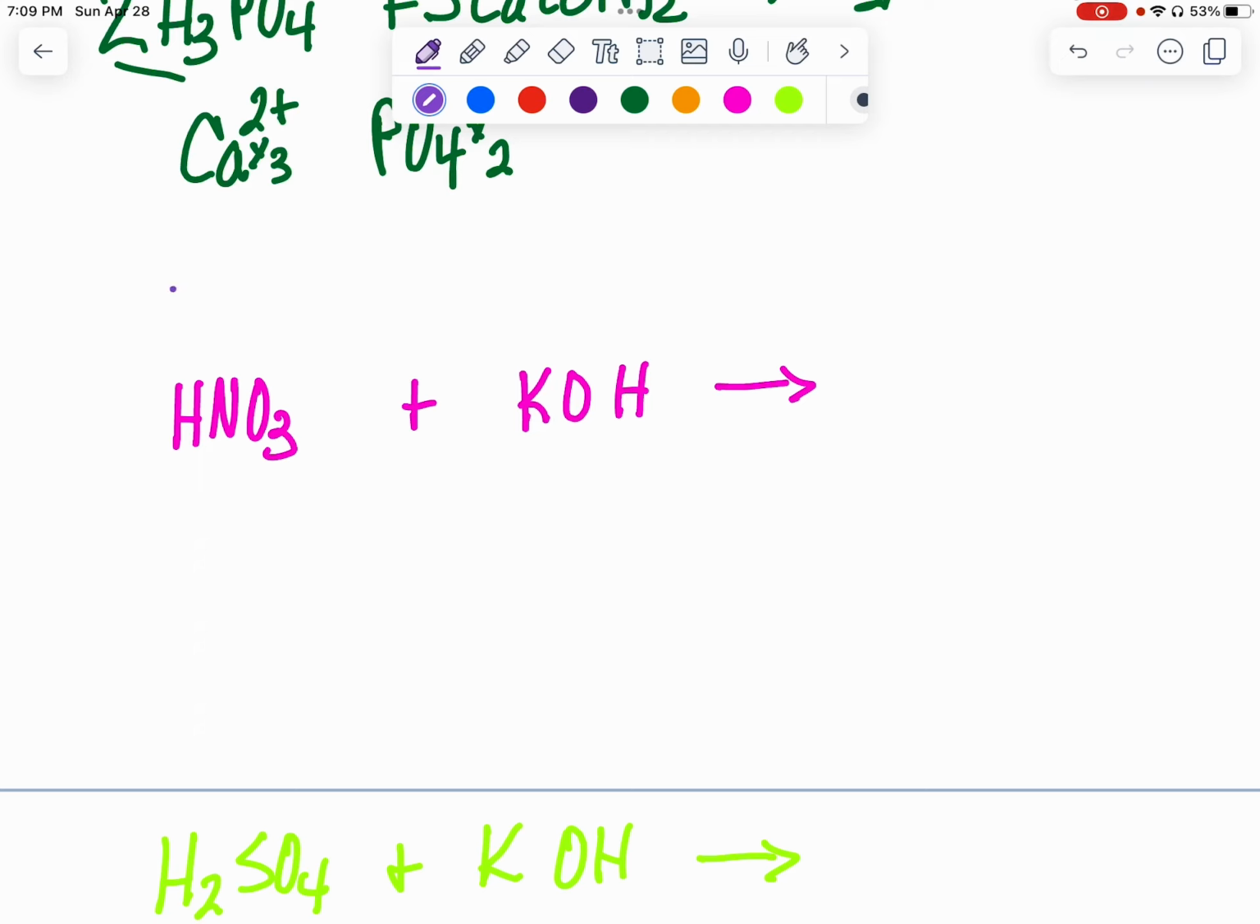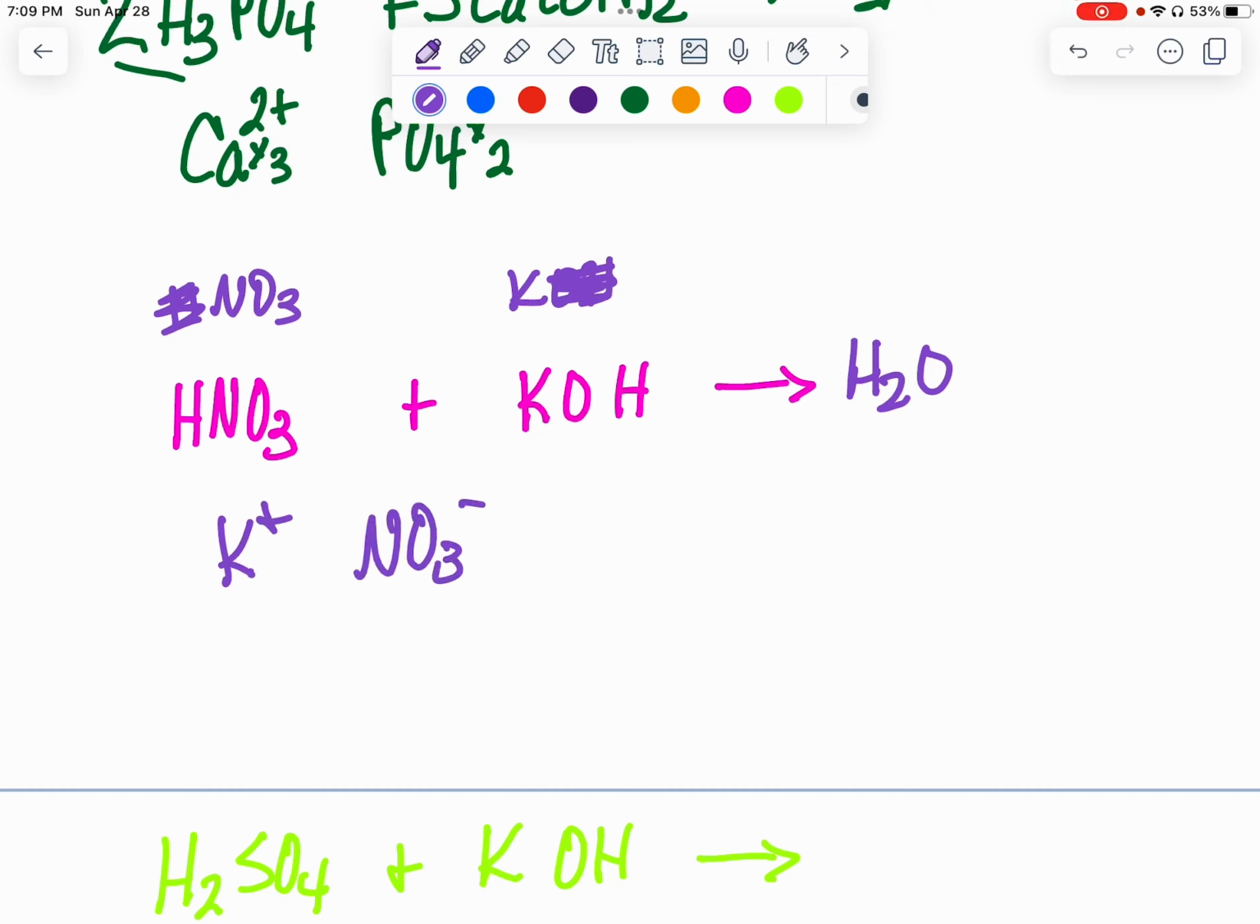All right, let's try this one. Again, write these down on a piece of scratch paper. Cross off the OH, cross off the H, write down water. What do you have left? You have a K and you have a nitrate, and they're both 1s. So guess what? Potassium nitrate.